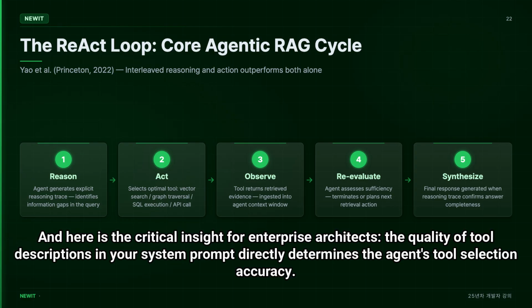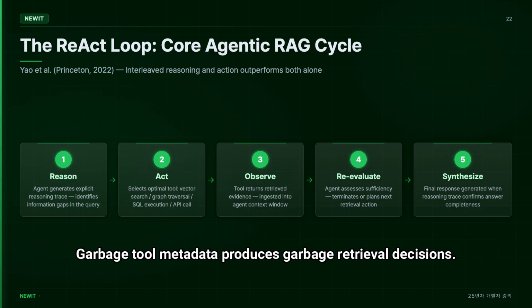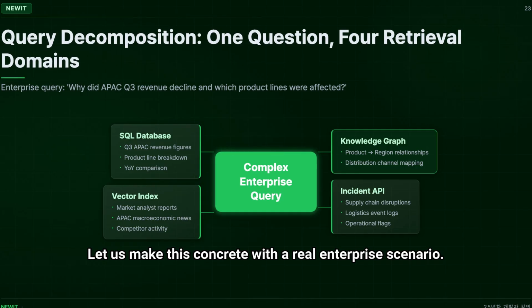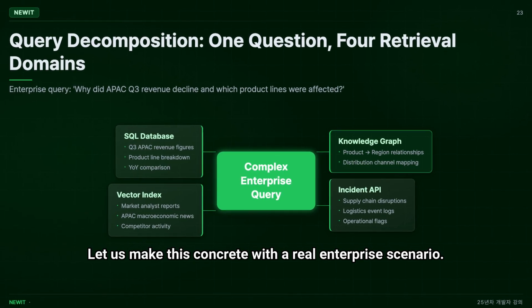And here is the critical insight for enterprise architects. The quality of tool descriptions in your system prompt directly determines the agent's tool selection accuracy. Garbage tool metadata produces garbage retrieval decisions. But wait, what happens when one query requires not one tool call but 5, running in parallel across different data domains? Let us make this concrete with a real enterprise scenario.